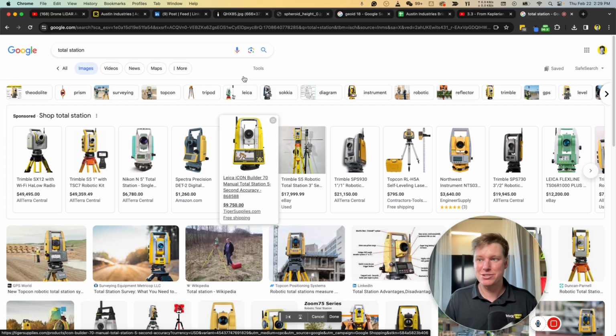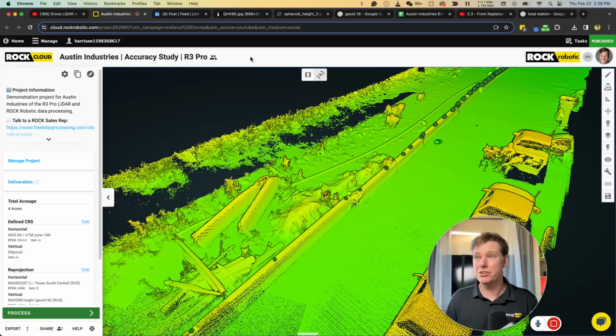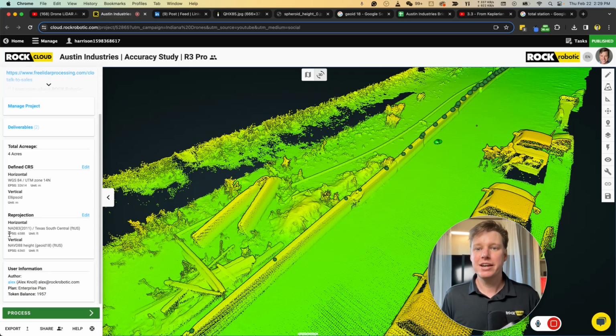Now, coming back to our data set here, the surveyor did provide us with all the total station shots, and they were all in the correct projection. You can see here, they're in NAD 83 Realization 2011, Texas South Central, US Survey Feet, EPSG code 6588. Now, if we had a scale factor that we needed to use, so let's say that surveyor gave us all these shots in this 6588 projection with a scale factor, we would need to take the LiDAR data and make it match that projection with the scale factor.